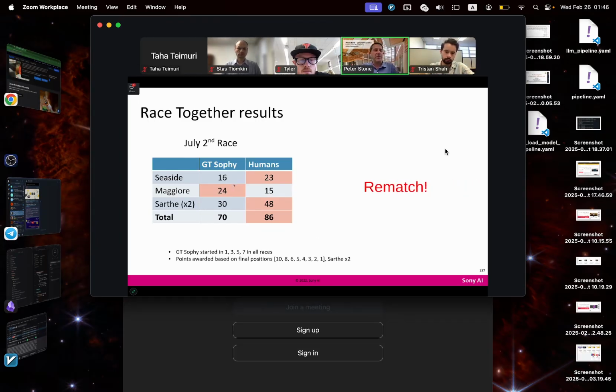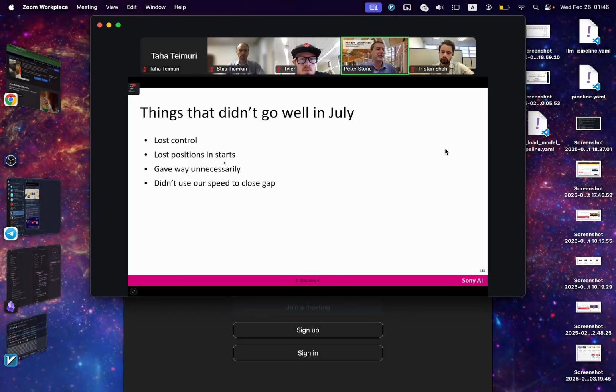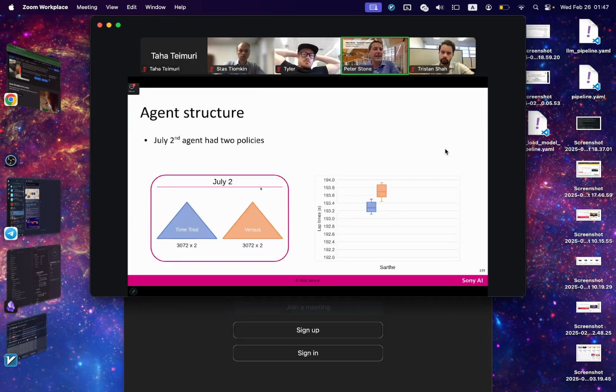And we ended up losing. We won one of the races, but lost the other 2. We did double points for the Circuit de la Sarthe because that's the hardest one, and so we lost by a little bit. Then we went back and tried to analyze what went wrong. There were a couple times when the car lost control. It also lost some positions at the start, so it often came out of the starting blocks at a disadvantage. I already showed you the place where it gave way unnecessarily because it was too timid. And there were also times when it was behind another car that we knew we were faster than, but for some reason it wasn't using the speed to close the gap. And so we analyzed that.